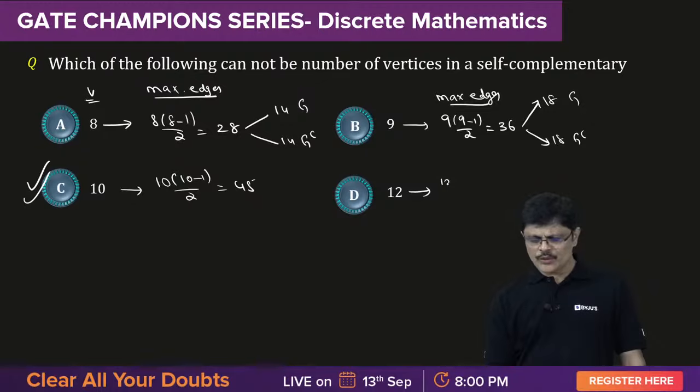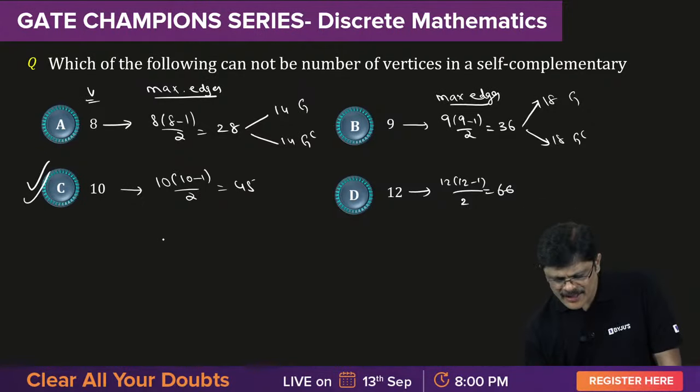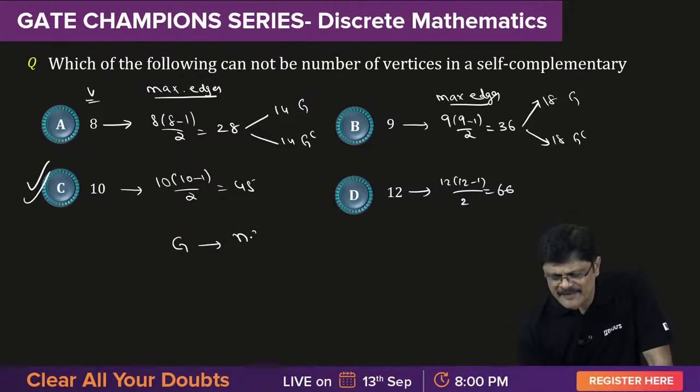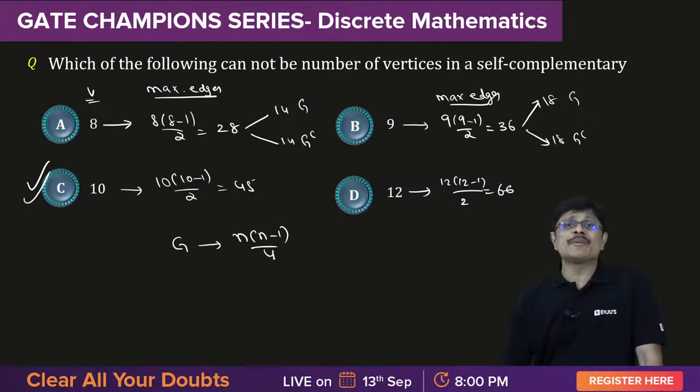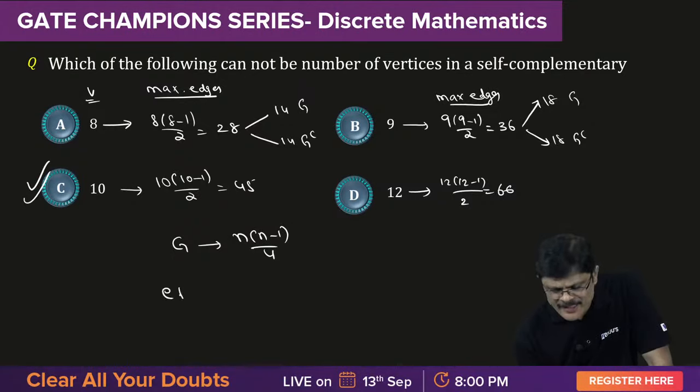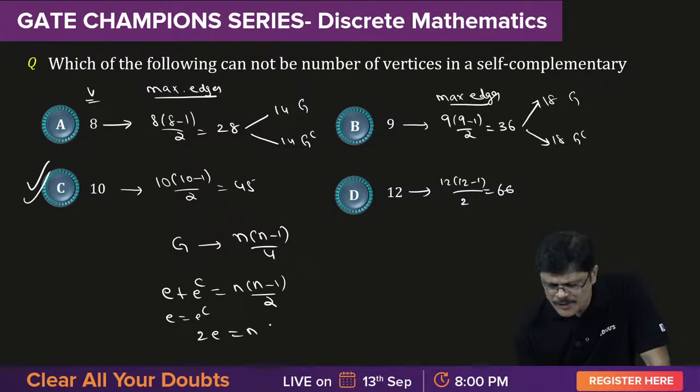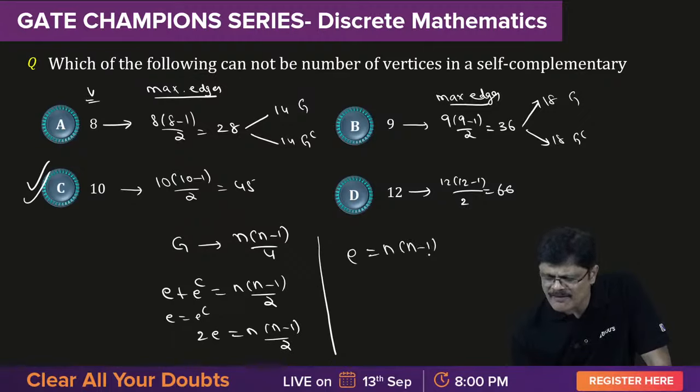Twelve means 12 into 12 minus 1 by 2, that is 6 elevens, 66. 66 is also possible. See, actually what happens, the graph and its complement will have n vertices. The number of edges in the graph is n into n minus 1 by 4, because the number of edges in the graph plus the number of edges in its complement should be equal to n into n minus 1 by 2. But because E and E complement are the same, self-complementary, the number of edges must be the same, that is 2E must be equal to n into n minus 1 by 2. Therefore, E must be equal to n into n minus 1 by 4.